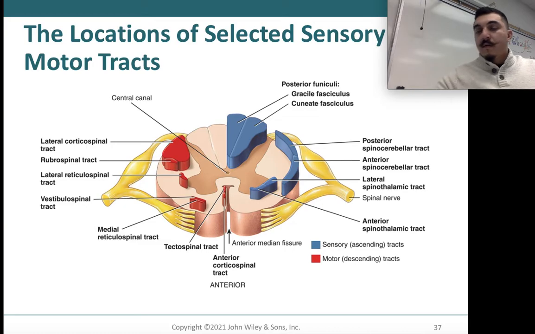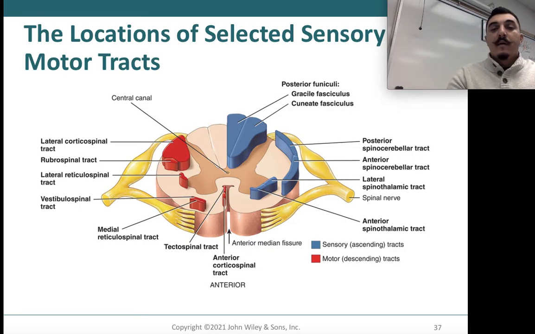Here's a picture, and we have our central canal again in the middle, right? Our funiculi, here the posterior funiculus. Inside that funiculus, we're separating that section. We have the fasciculus gracilis and the fasciculus cuneatus from the top. These are all sensory ascending tracts, right? They send information ascending into the brain through the CNS, sending our brain information about things that we need to do.